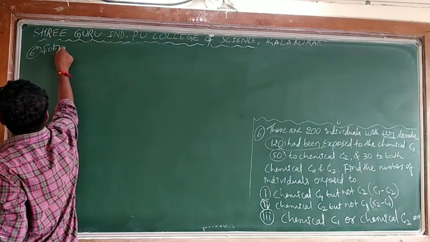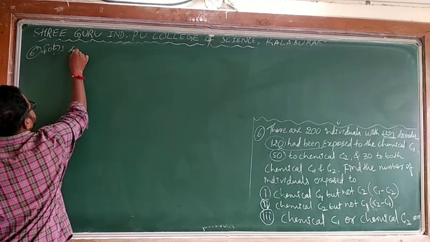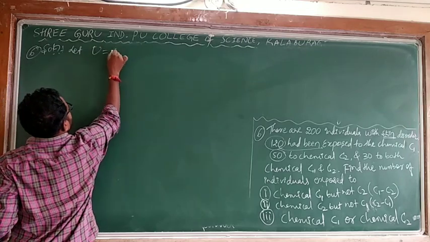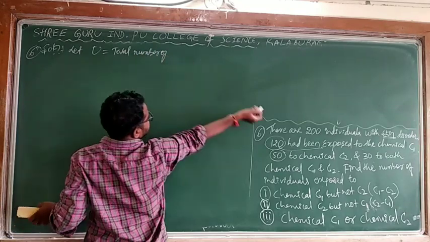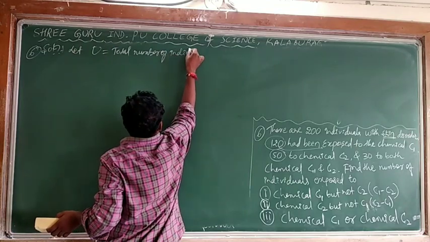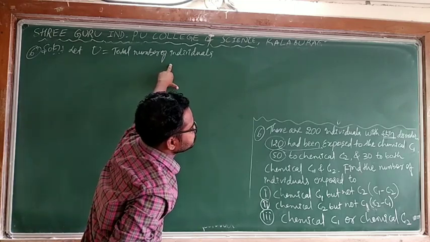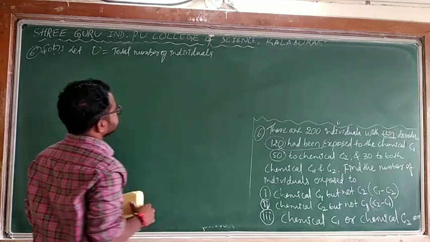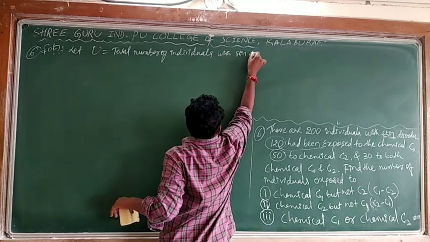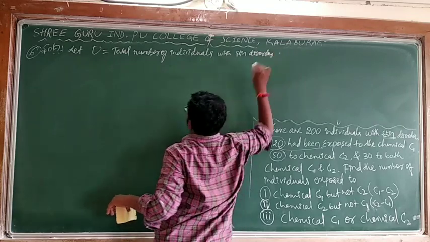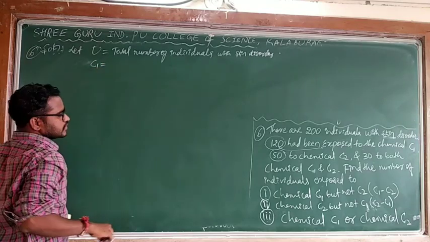Solution. Let U be the total number of individuals with skin disorder. And let C1 indicate those who are exposed to chemical C1.